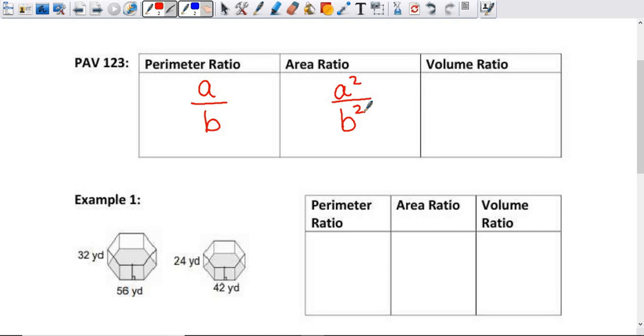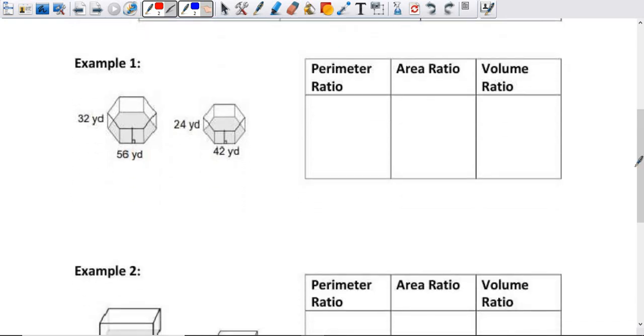So then the new one here is that our volume ratio would be A cubed to B cubed. So that's what we're talking about: P, A, B, and then we notice that we have 1, 2, and 3 for those exponents. So let's try an example.